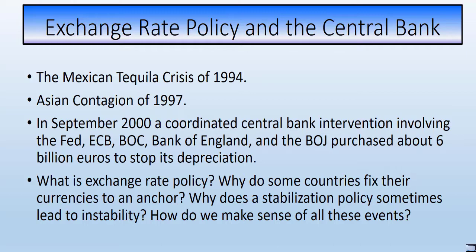In September of 2000, a coordinated central bank intervention led the Fed, the ECB, that's the European Central Bank, the BOC, the Bank of Canada, the BOE, the Bank of England, and the Bank of Japan, which is the BOJ, to purchase about 6 billion euros to stop the depreciation. So it's coordinated intervention by a number of central banks. They bought up 6 billion euros to prevent that depreciation.